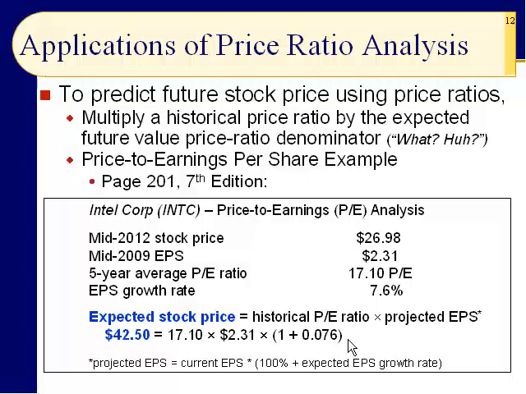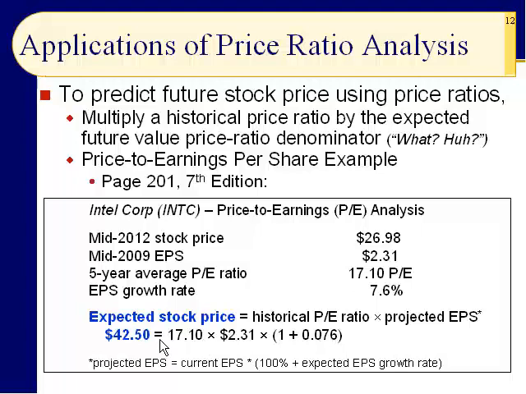So the calculation is very simple. Do it. Make sure I did it right because I goofed up here. This is supposed to be 2012. Make sure I did it right. 17.1 times $2.31 times 1 plus 0.076. And notice the parentheses. You've got to do the addition first, and you wind up with $42.50.